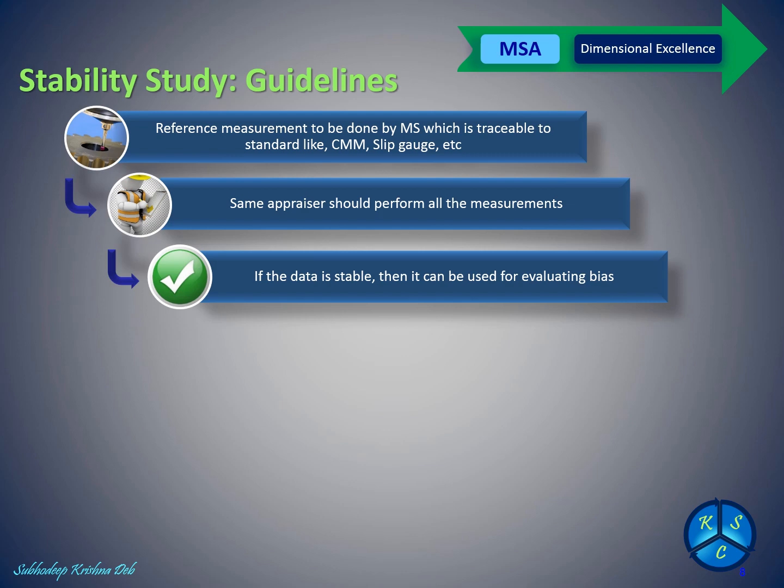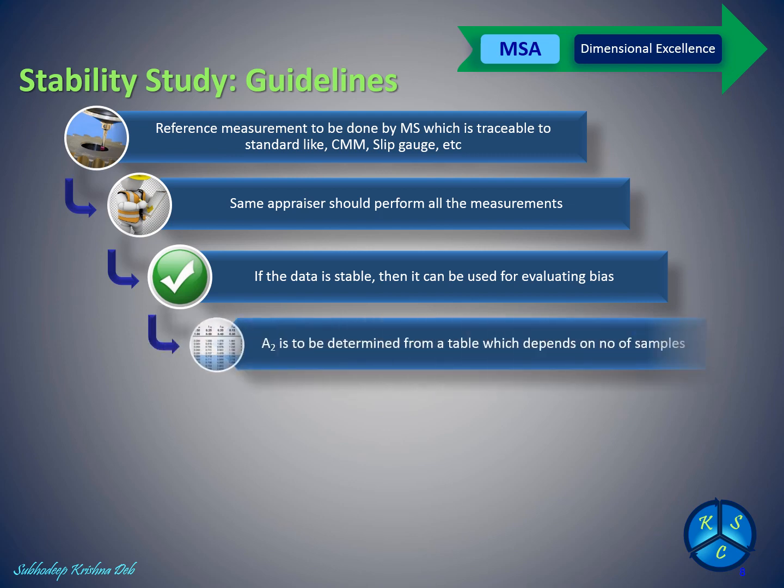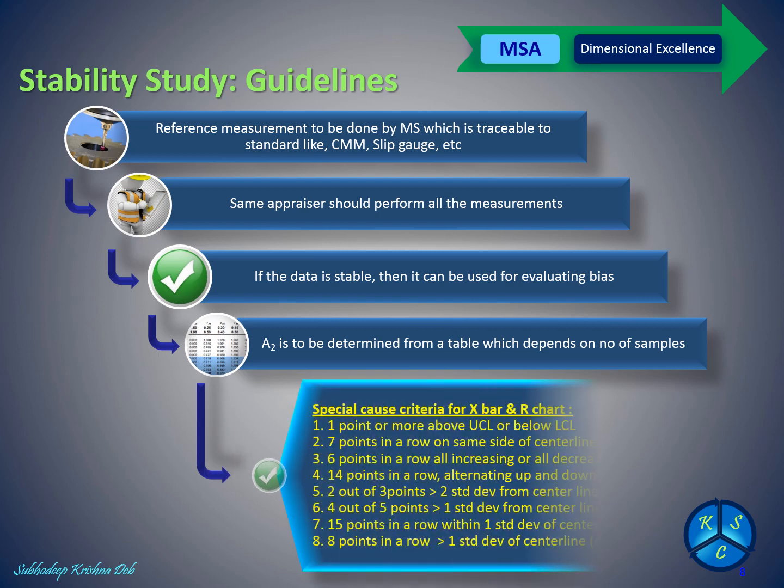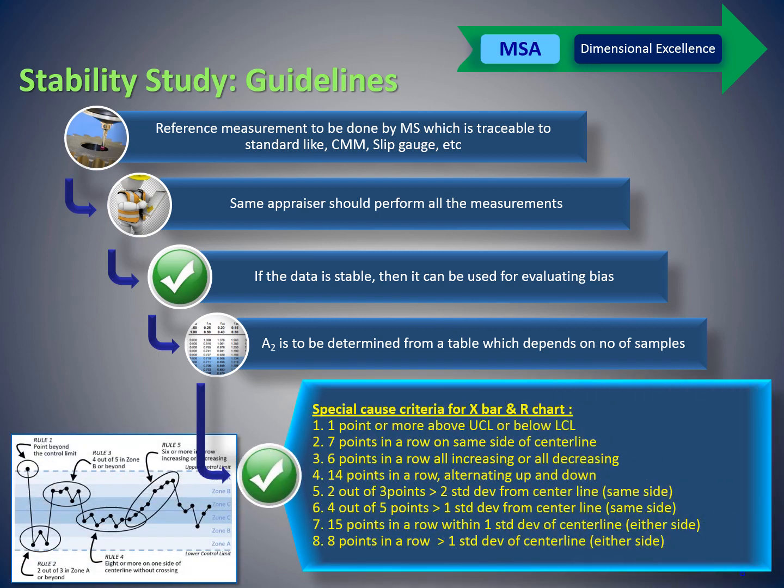So stability is the threshold for doing the bias study. Next, we have to understand that A2 constant that appeared in the formula in the last slide, wherein X double bar equals plus or minus A2 into R bar. That A2 is a constant that comes from a statistical table which depends on the number of samples which we are using. Okay, then these are the set of criteria that I mentioned earlier.